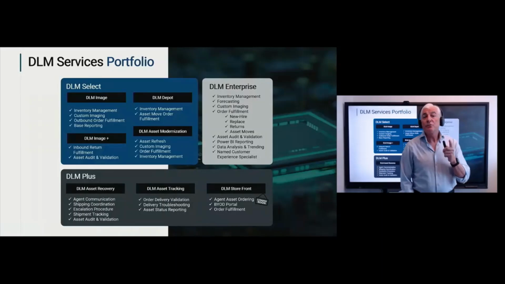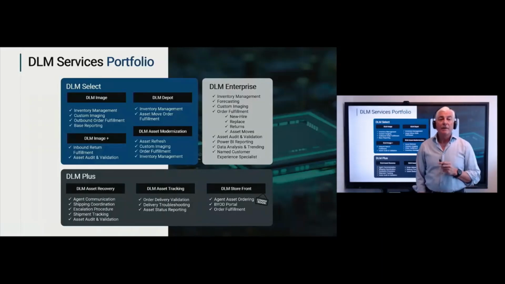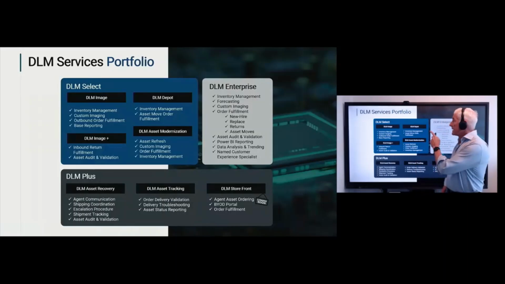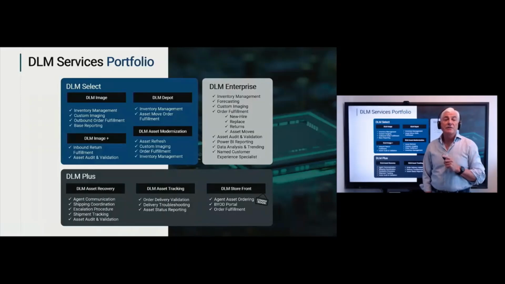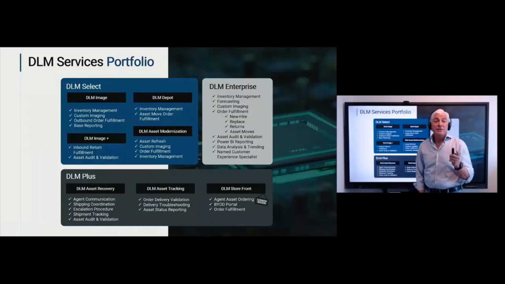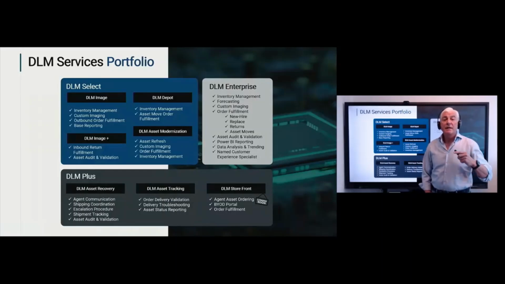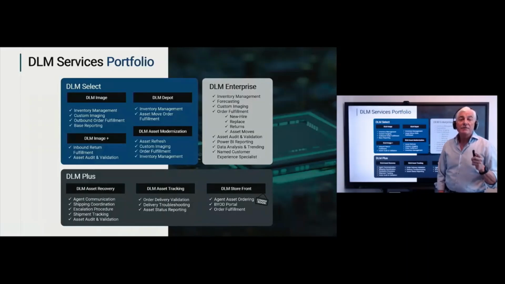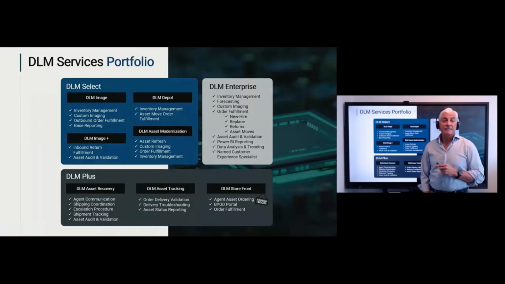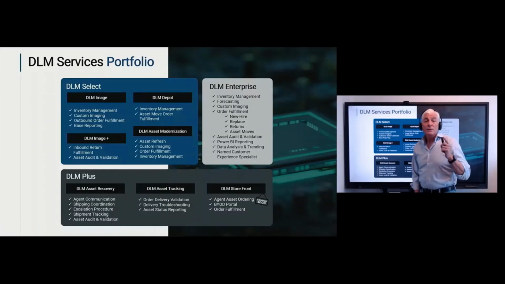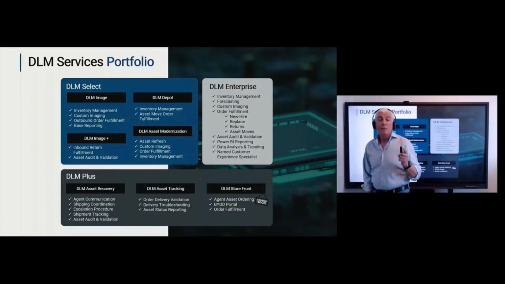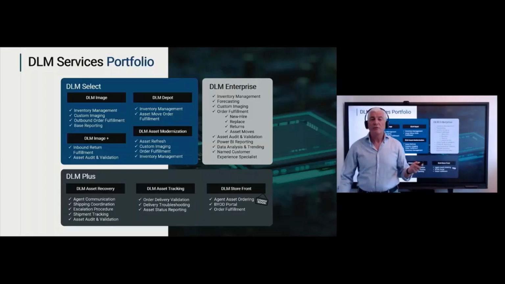As we discussed earlier, you do not need to embrace the full DLM offering. You can customize your services and even choose from the tiers here. DLM Select contains 4 fundamental services that support the deployment and retrieval of your devices. DLM Image is the initial option for inventory management, imaging and outbound fulfillment of device kits to your agents. DLM Plus will manage the inbound return kits and audit the returned assets. DLM Depot will store and manage your own assets, move or fulfill them as per your request.